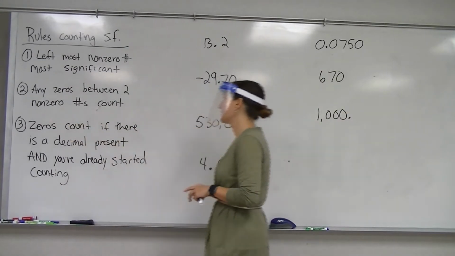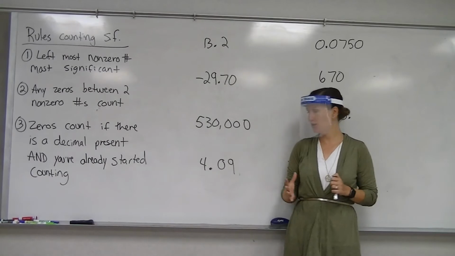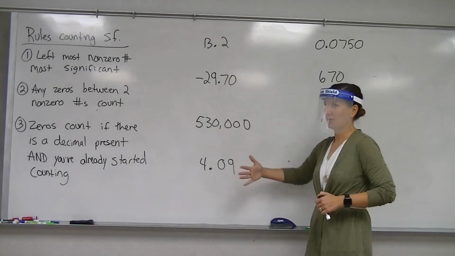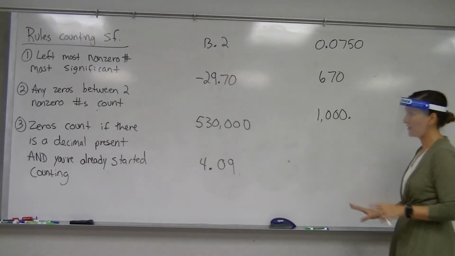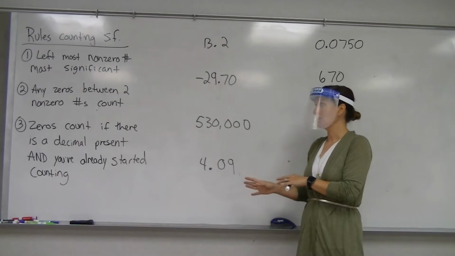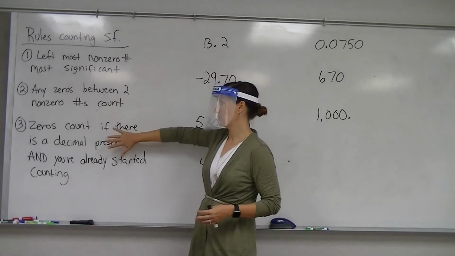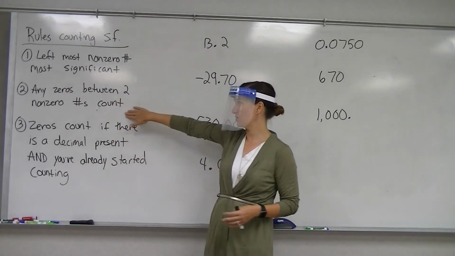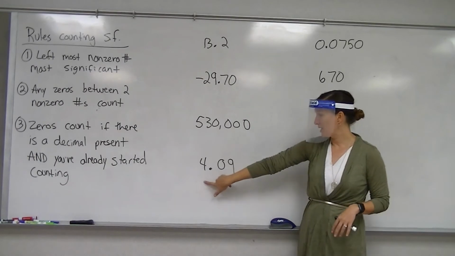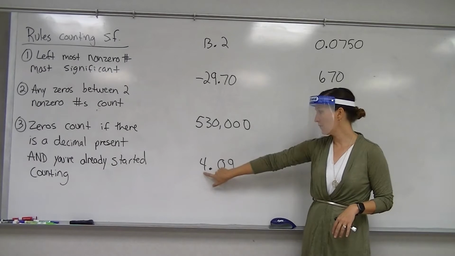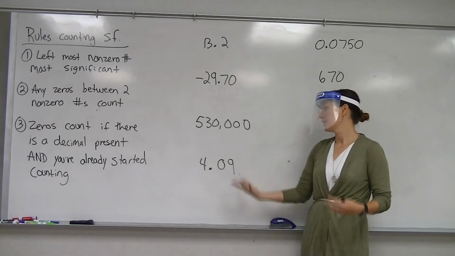The second rule says any zeros between two non-zero numbers count. The thing with significant figures is, if it's not a 0, it counts. So 1, 2, 3, 4, 5, 6, 7, 8, 9. They all count no matter what, no matter where they are. Zeros sometimes count and sometimes don't. So these next two rules are saying when they count. Rule 2 is saying zeros count if they're between two non-zero numbers. Looking at these examples, that would apply to this one down here. We have 4.09. This 0 is between two non-zero numbers, so it would therefore count.